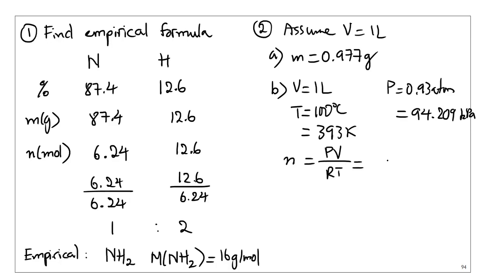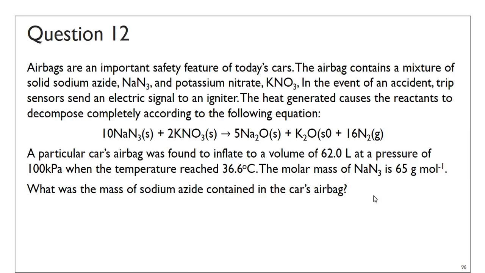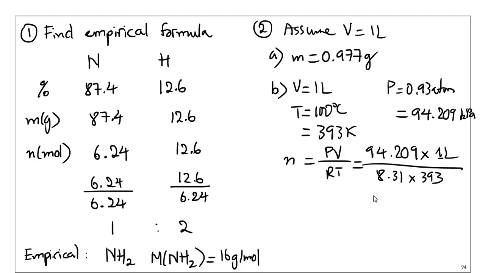R is the universal gas constant, which is 8.31. So 94.209 times 1 liter. It's always good to use a number like 1, it's easy. Divided by 8.31 times 393. So we get 0.0288 mole. Not sure what I did there on the calculator, but I just went to question 12, which is going to be fun to explain in another video.